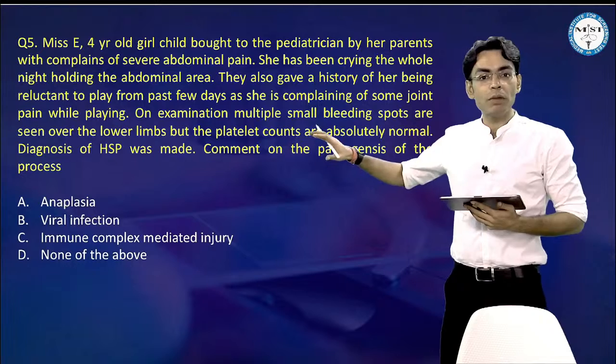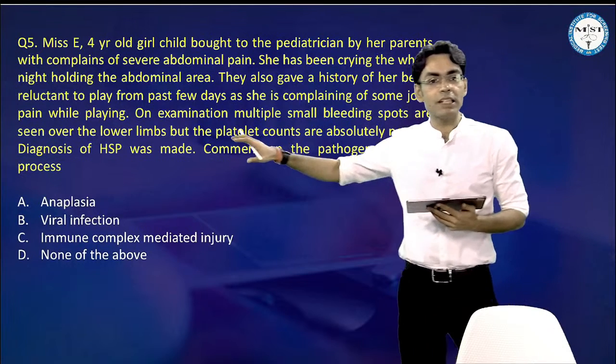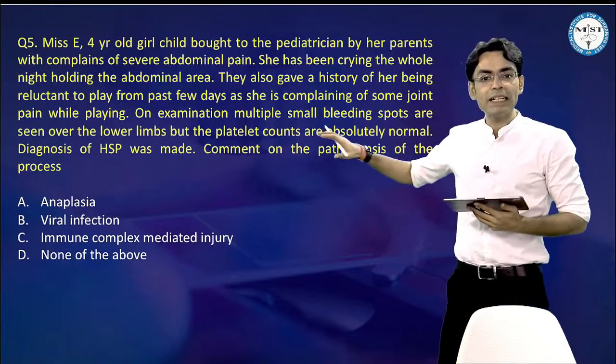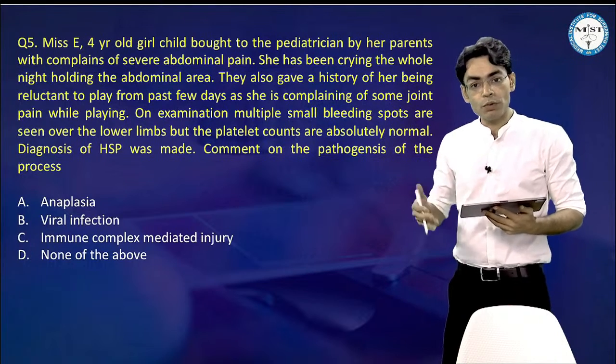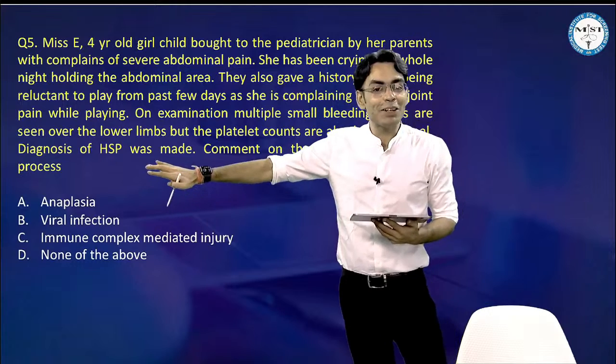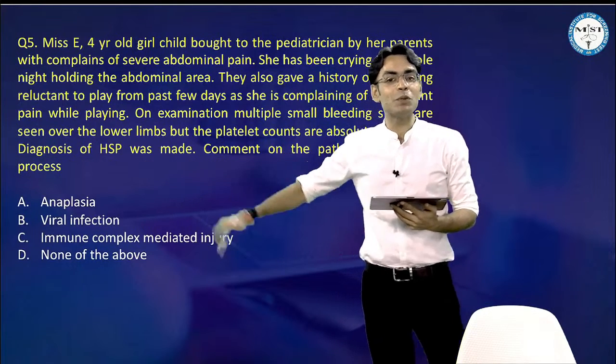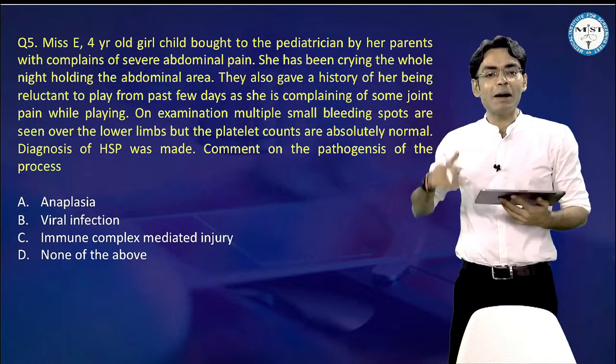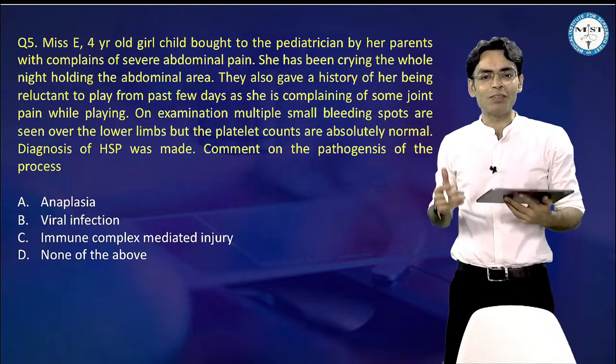On examination, multiple small bleeding spots are seen over the lower limbs, but the platelet count was absolutely normal. So there was bleeding, but there was no thrombocytopenia. Even the examiner has given you the diagnosis: Henoch-Schönlein purpura was made. Comment on the pathogenesis of the process.